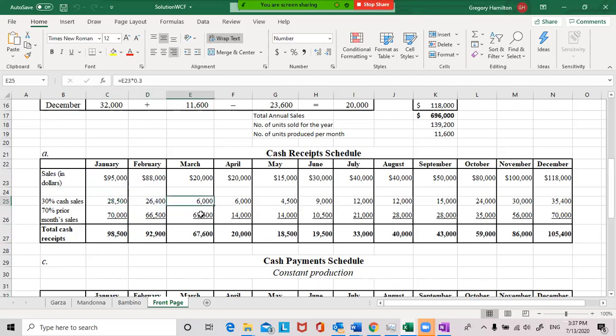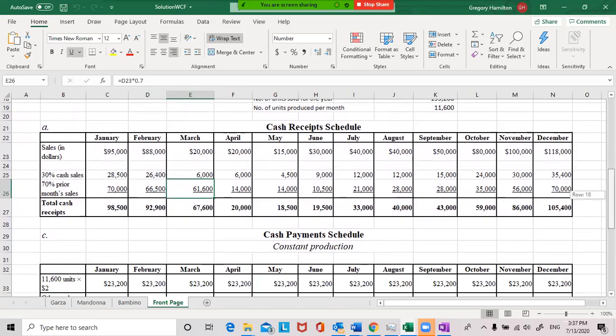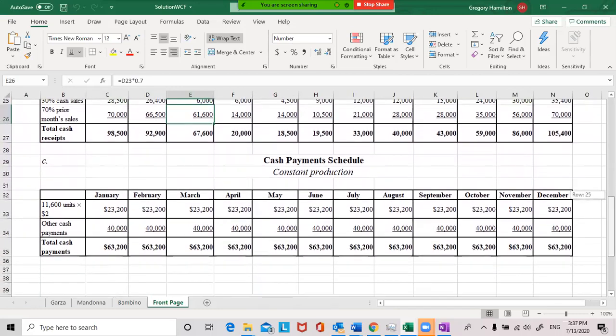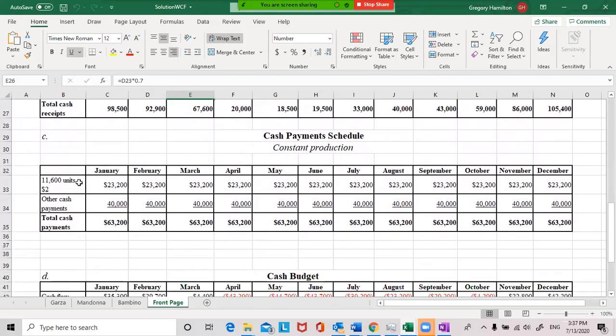And the same could be done for February, for March, all the way through to December. So for the cash payments schedule, remember there's a levered production. As a levered production, the production cost is $20 per unit. So the same amount will be paid for the production cost throughout each month, since it's a levered production.